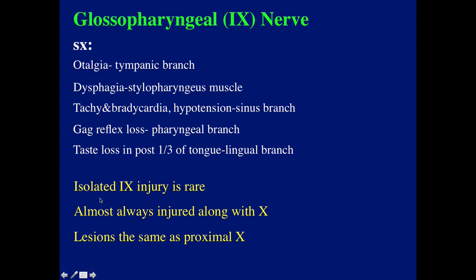Another thing is an isolated ninth nerve injury is extremely rare. It's almost always injured together with the 10th, and many of the lesions are the same as lesions of the proximal 10th nerve, that is in the upper nasopharynx or in the jugular foramen.